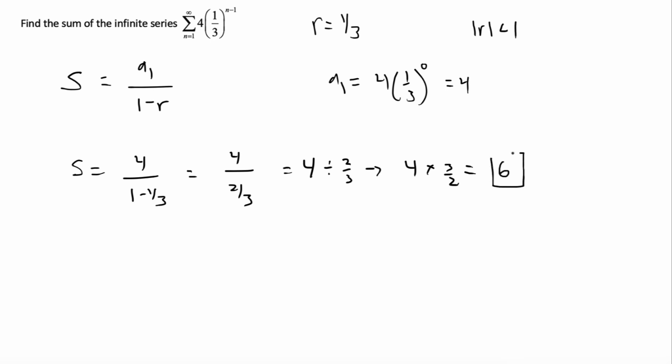Think about what this is saying. If we take this infinite series, the sum of all the numbers is actually going to equal 6. This actually happens quite a bit when we're talking about infinite series, and this is a neat little property. So in this case, even though this is an infinite series, the sum is equal to 6.